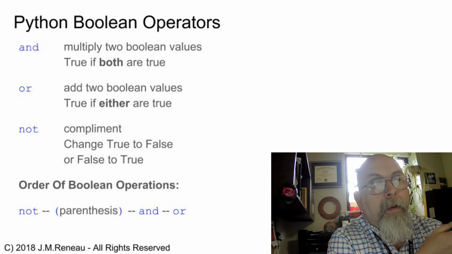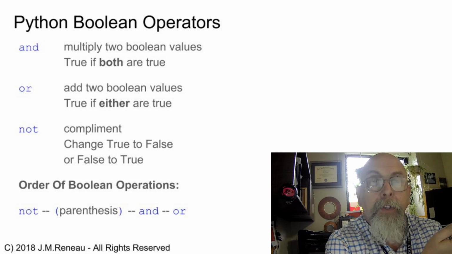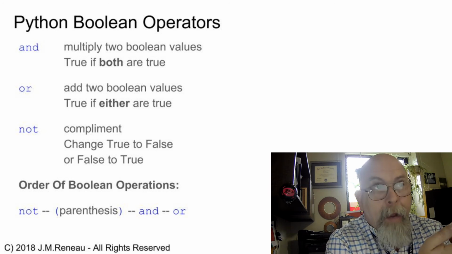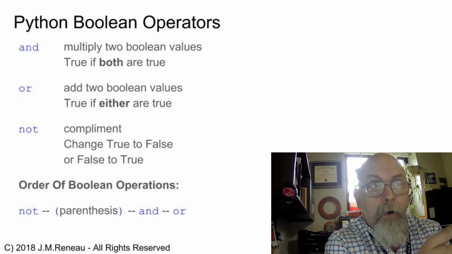In Python, we use the word and, we use the word or, and we use the word not as the Boolean operators. So to multiply two Boolean values, use and. To add two Boolean values, use or. To create the complement, you use the word not.